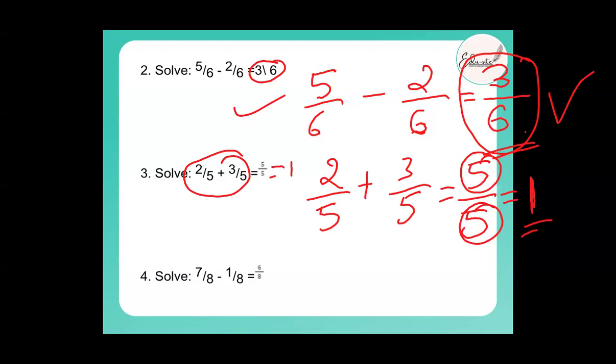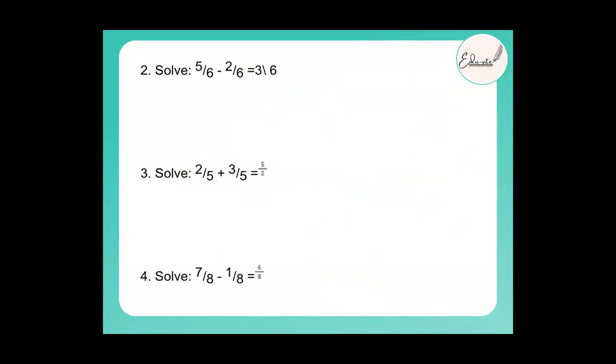Okay, there's another problem, 7 over 8 minus 1 over 8. What is the answer, Anis? 6 over 8. Excellent, because 7 minus 1 is 6, right? And the 8 remains as such because it is a like denominator. So we will see a few more problems, Anis.